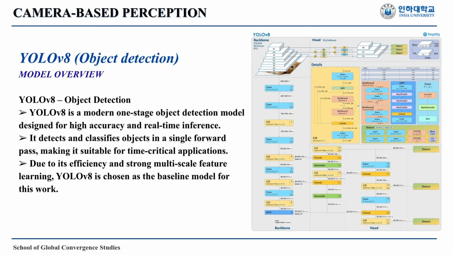For camera-based perception, we use the YOLO V8 model for object detection. YOLO V8 is a modern one-stage object detection model designed for high accuracy and real-time inference. It detects and classifies different objects in a single forward pass, which makes it possible for time-critical applications. That's why we used the YOLO V8 model as a baseline for our object detection model.